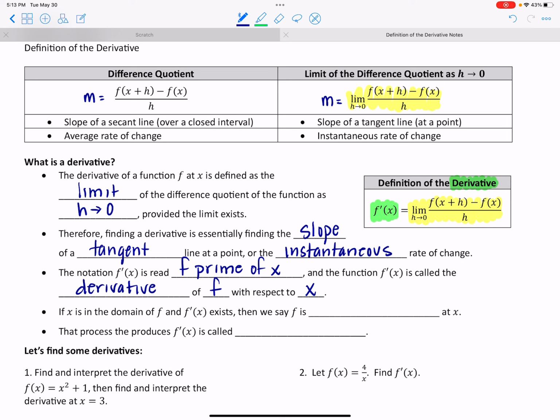Okay, and then just some other terminology here. If x is in the domain of f and f prime of x exists, then we would say that f is differentiable at x. So if we're able to find a derivative at x, then we are going to say that our function is differentiable at x. And also the process of finding the derivative, the process that produces f prime of x, we call differentiation.